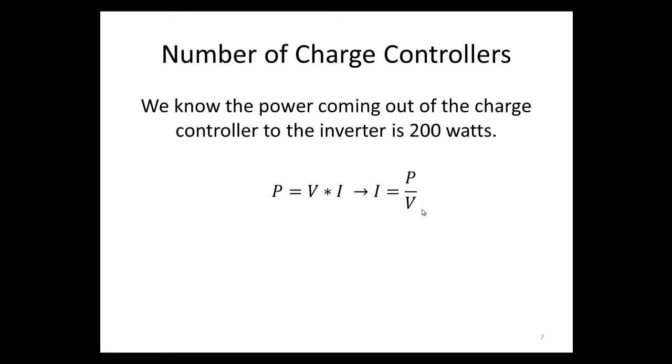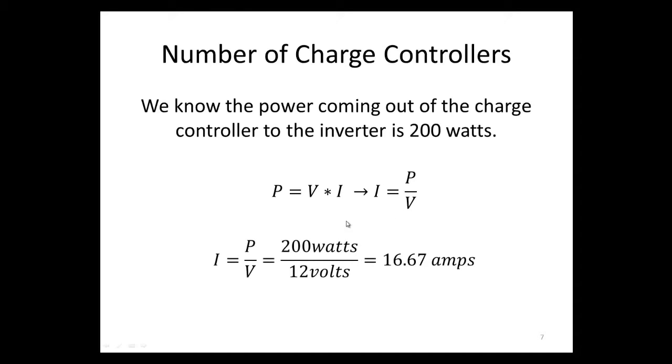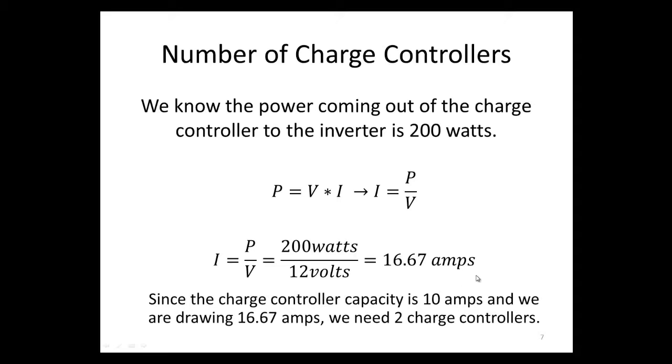So we have to figure out what the current is, though, because the charge controller is rated with a current rating. If we remember that power equals voltage times amperage, we can again rearrange the equation for the unknown: amperage equals power over voltage. The power is 200 watts, and the voltage is 12 volts. So the amperage is 16.67 amps, coming from the charge controller and going to the inverter. Since our rating is 10 amps, and we're drawing 16.67, we need two charge controllers, because then our rating will be 20 amps for those two charge controllers.